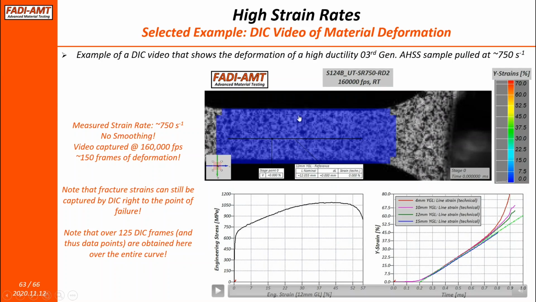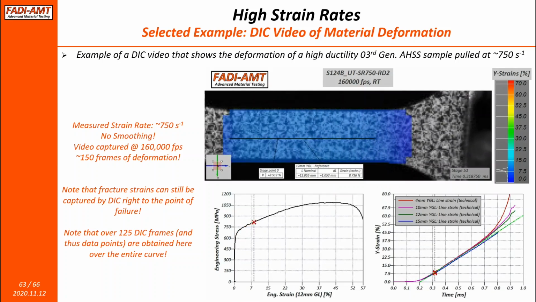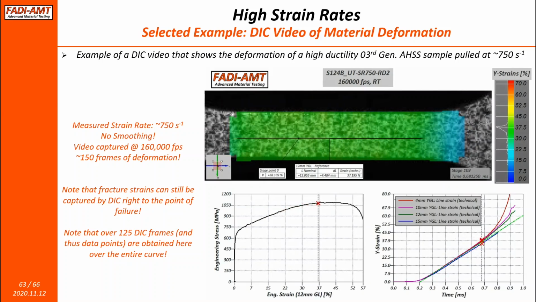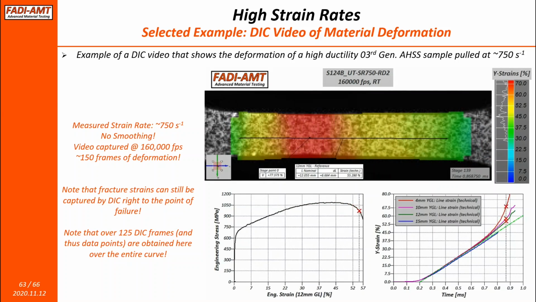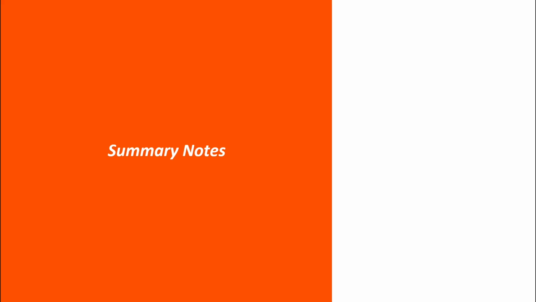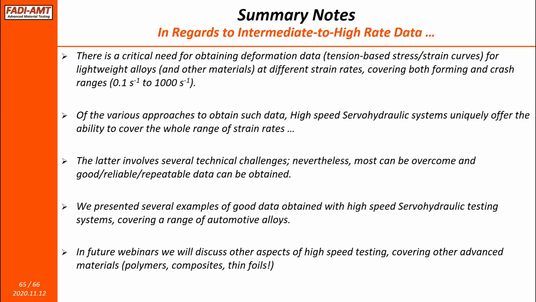Another example at a much higher rate, 750 strains per second, you can see the raw data. It's still a very smooth curve for such a speed. And the video shows that DIC was also successful in correlating the images all the way to the fracture point, and at the bottom right corner, again, you can see the curves are linear, which indicates a nicely balanced deformation for this material. That was my last technical slide.